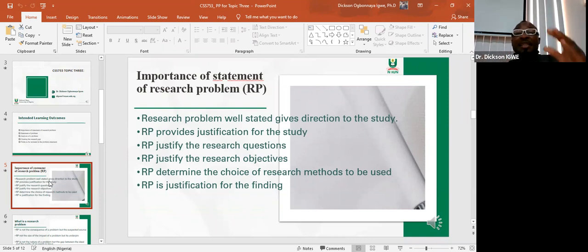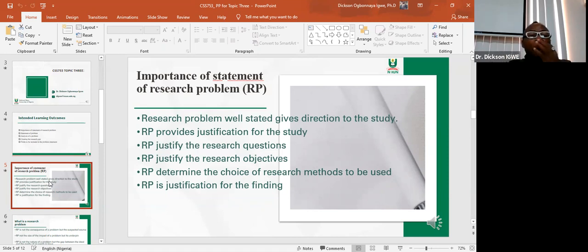No doubt, because there is a connection between research topic and research problem and research question, there is also further connection to research objective. Because if the questions are raised to be answered for the problem to be resolved, then the objective of the research, the purpose of the research, the aim of the research becomes to answer those questions.